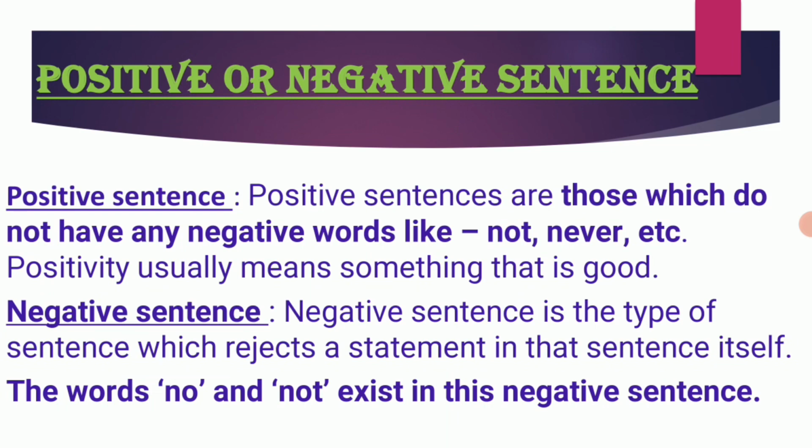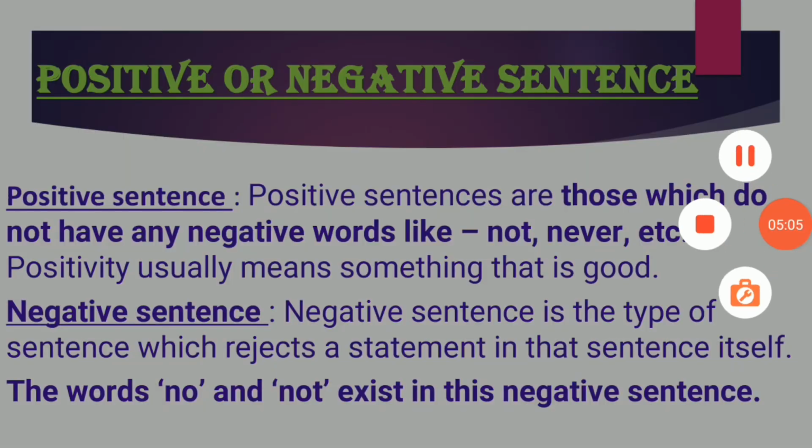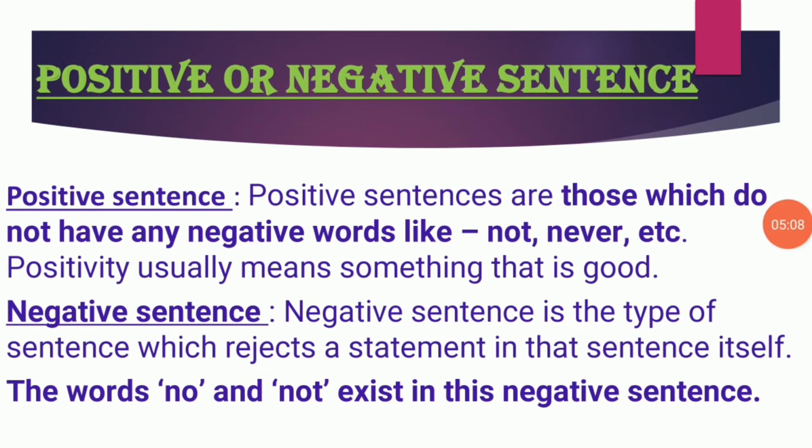Firstly, positive sentences. Positive sentences are those which do not have any negative words like not, never, etc. The sentences which do not have these negative words, no, not, never, are called positive sentences. Usually these positive sentences have positivity, meaning something that is good. You will not have any negative words in that.